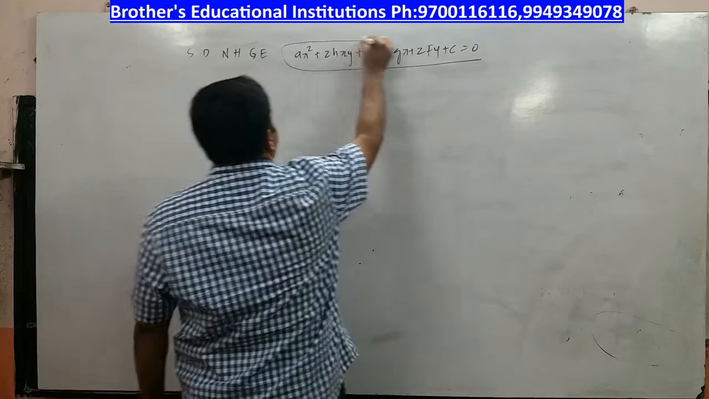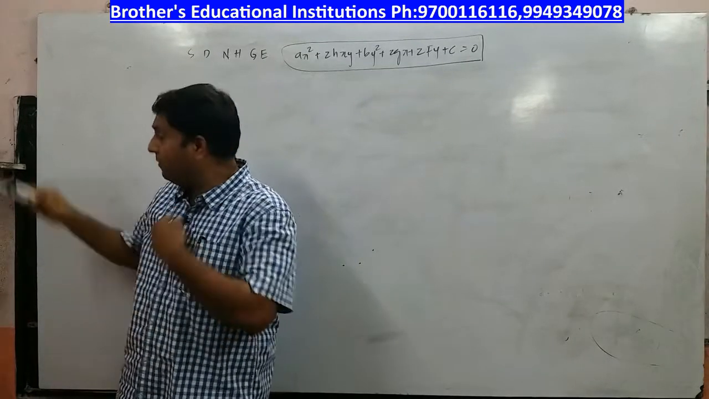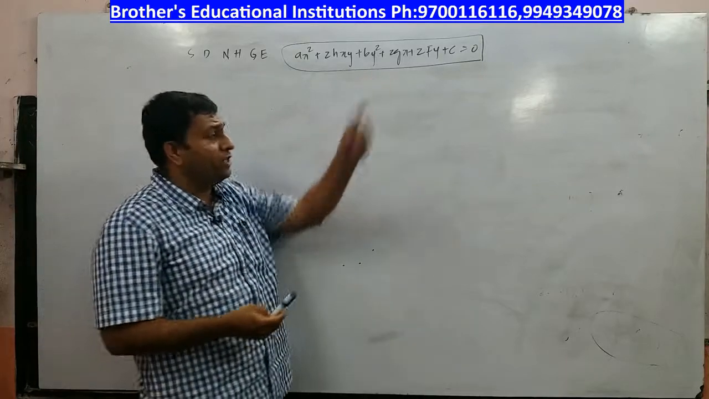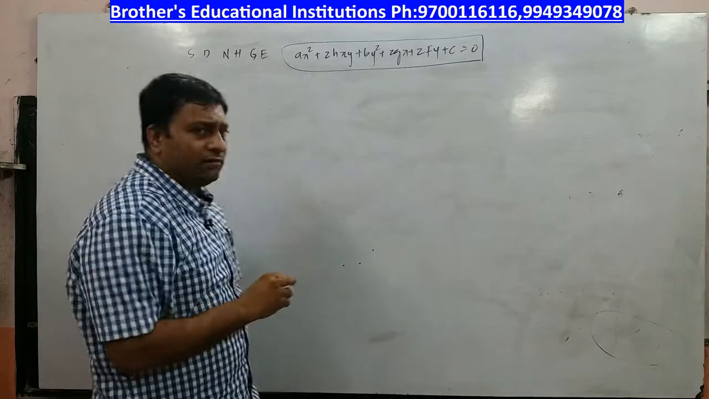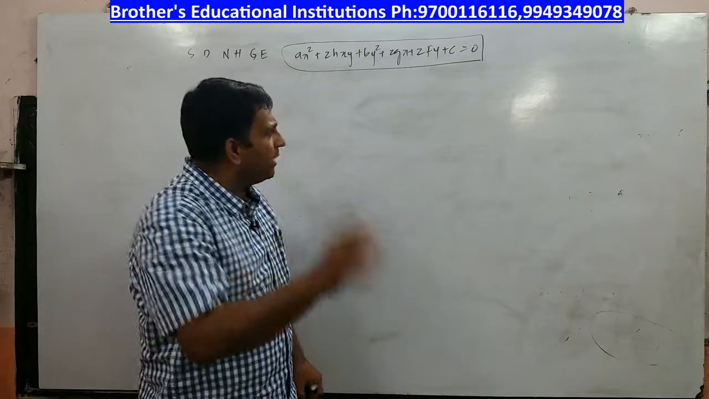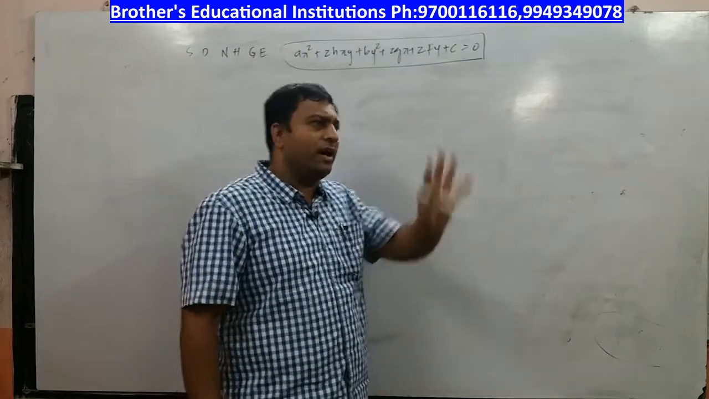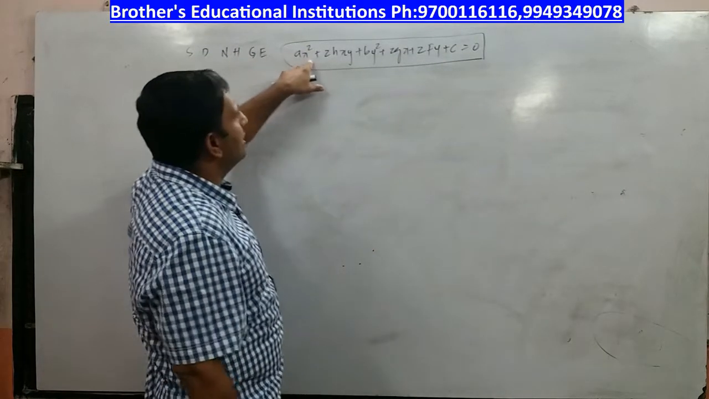Now many children, if I ask them this question, what does ax square plus 2hxy plus by square plus 2gx plus 2fy plus c is equal to 0 represent? Most of the children will say, sir, it is the equation of pair of straight lines. Yes, it is the equation of pair of straight lines only when it satisfies few conditions. Otherwise it is just a second degree.